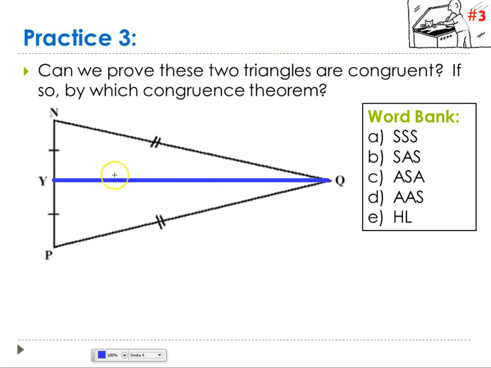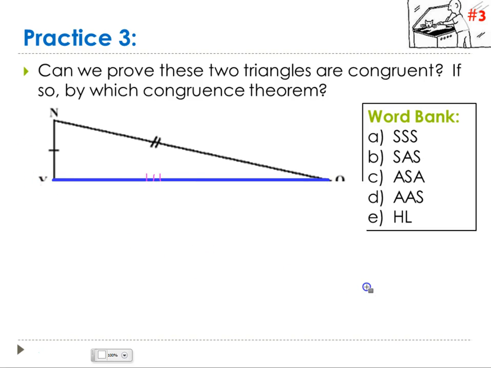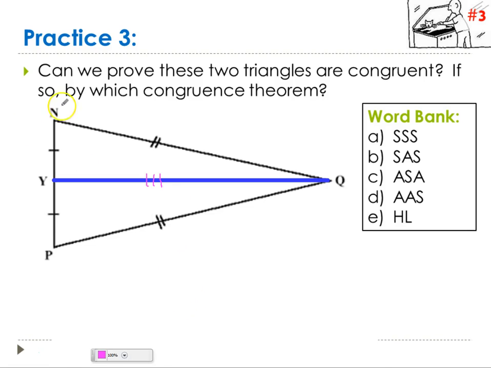This YQ line is the same length for this triangle here and the same length for this triangle here. It is congruent in both of these triangles. So this is our third side, the third thing we know. So if we now zero in on one of those triangles, we can see we have side, side, side. Three sides are congruent. So since three corresponding sides are congruent, we know that those two triangles are congruent.